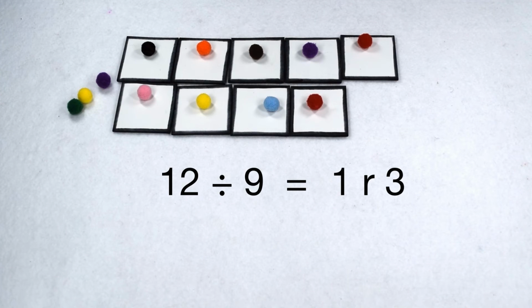If I tested this out using my divisibility rule for 9, I would need to add together the digits of 12. 1 plus 2 gives me 3. 3 isn't on our list of multiples of 9, so again that would tell me that 12 is not going to be evenly divisible by 9.